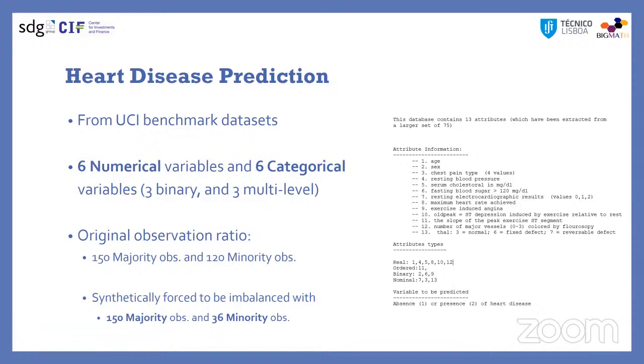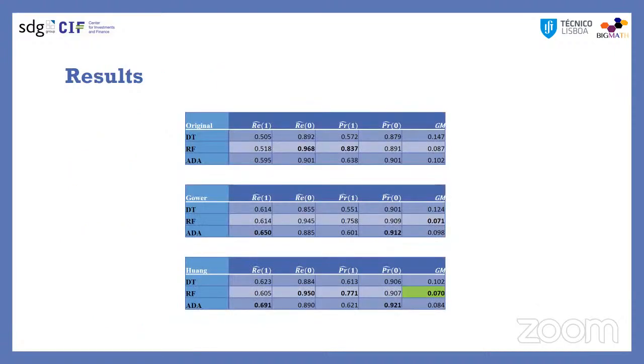We know that this is not very imbalanced, so we synthetically forced the data set to be imbalanced by removing some minority observations from the data set in each run, to reach an imbalance ratio equal to 8, which has 150 observations for the majority class and 36 observations for the minority one, and build a model. These are the results that we reached among different methods.